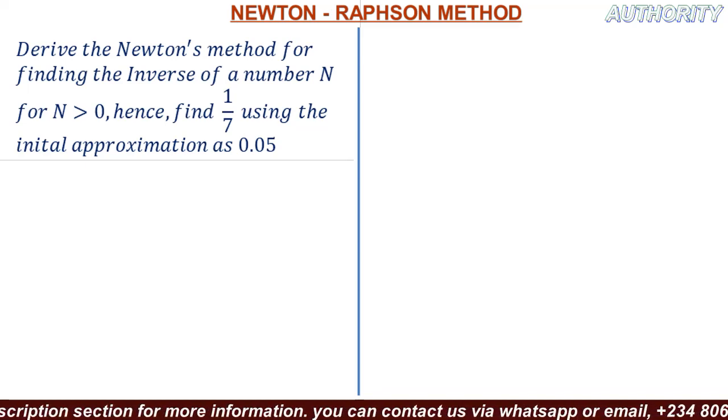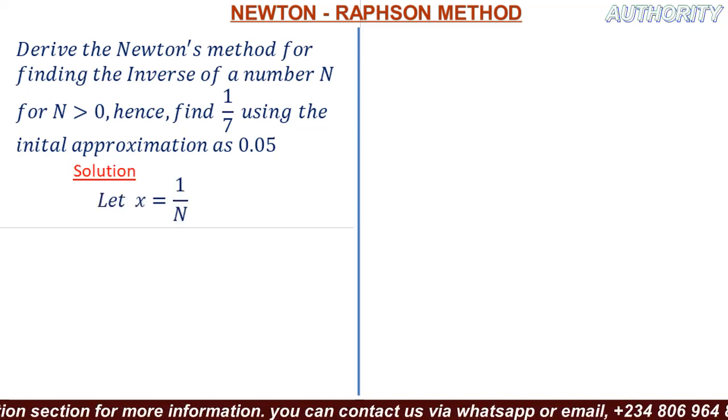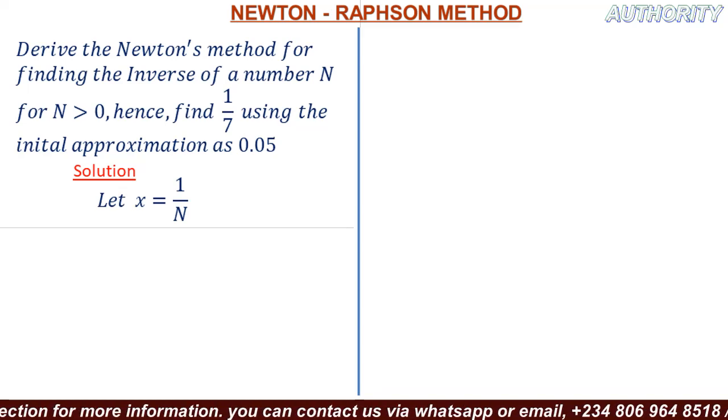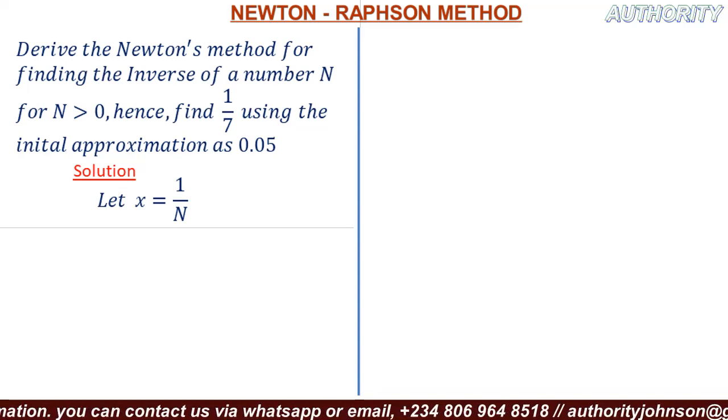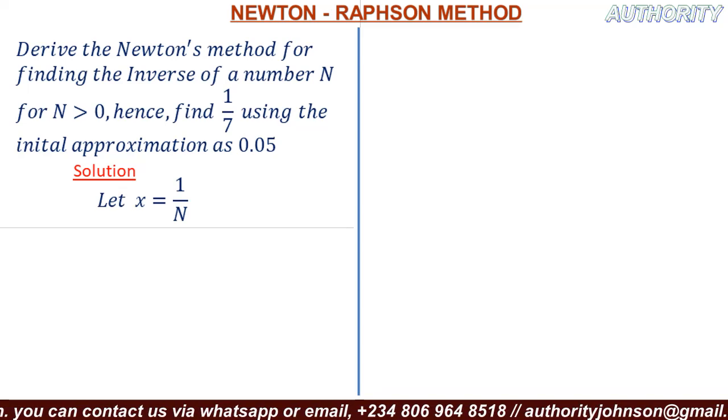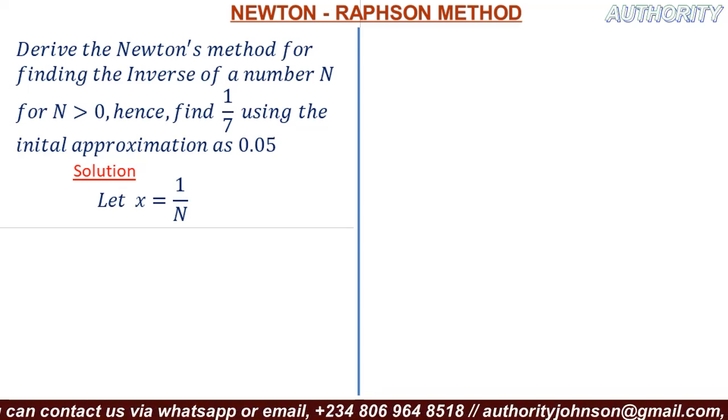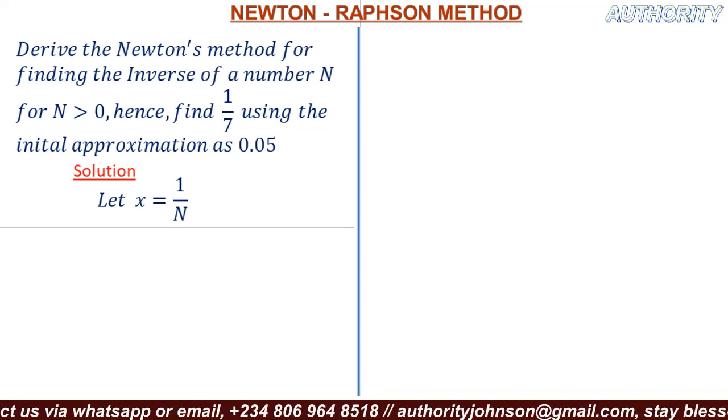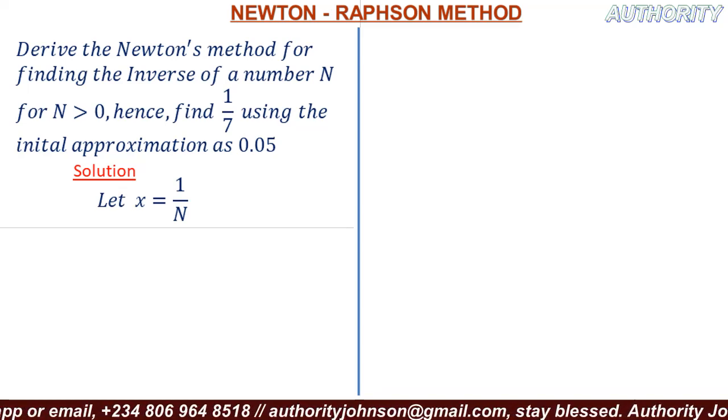First, we are going to say let x equal to 1 all over n. We are looking for the root of the inverse of a number. So first of all, we say let x be this 1 all over n. Let x be the inverse of this number we are talking about. So from here, we want to make n the subject.